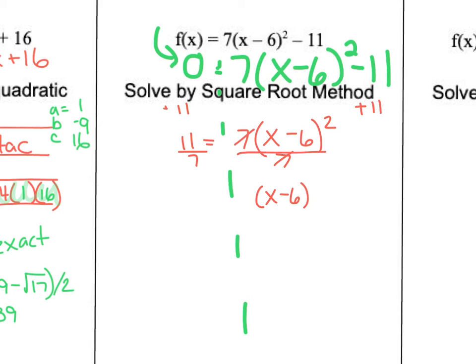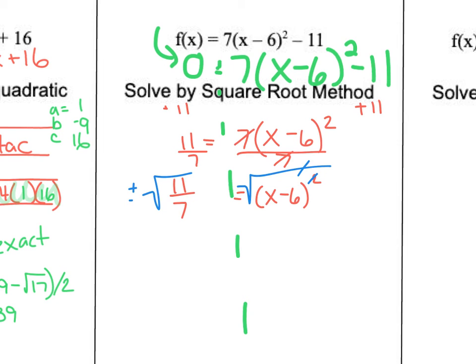X minus 6 squared is still over here, and I have this fraction, 11/7 on this side. Now to unsquare something, I take the square root. And here's something you need to remember: the moment you take the square root, you need to put plus or minus in front of it, because there are 2 roots for a square root.